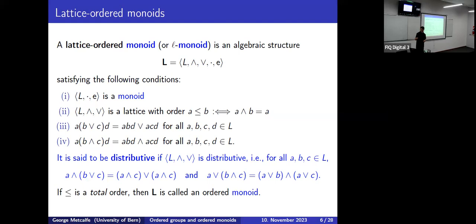As I say, it doesn't follow from the definition of an L monoid that it's distributive, but we can look at distributive L monoids. And then again, if we have a total order, we call it an ordered monoid. So these are the key definitions. All the classes we'll look at will fit into these in some way.